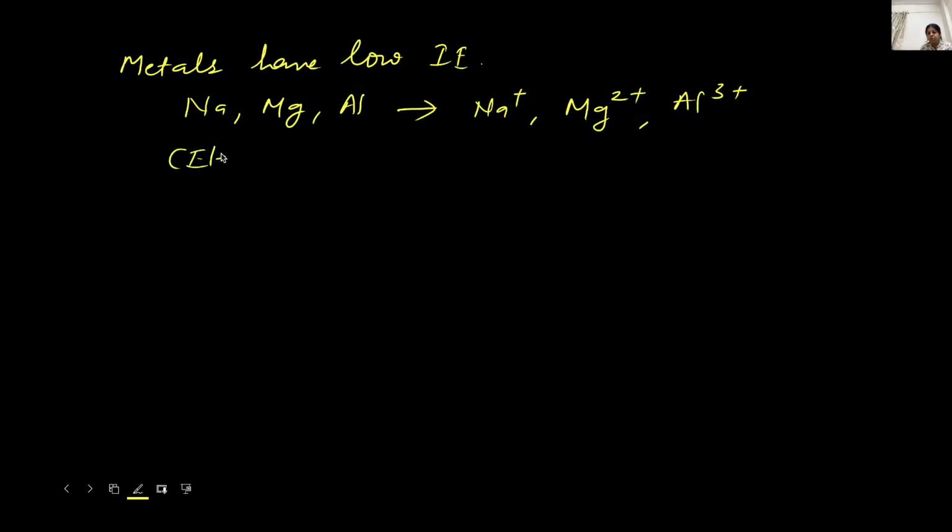Because they are electropositive in nature, they lose the extra electron, and for losing that extra electron you have to give some energy to them. Okay, so this is ionization energy, and particularly metals have low ionization energy, like you can see here in the examples of sodium, magnesium, aluminium. They acquire positive charges by losing the respective electrons, plus 1, plus 2, plus 3.